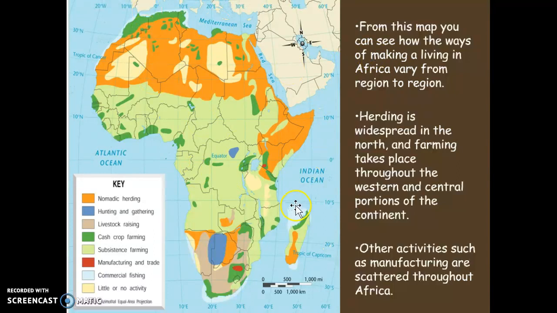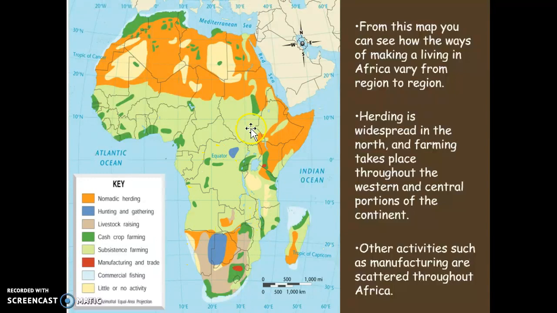This is what we call a land use map. So this map shows you how land is used throughout Africa. And if you look at the area which we know is rainforest, you see some subsistence farming. You see a little bit of cash crop farming. Cash crops take a lot of land, so subsistence farming plots are usually very small.